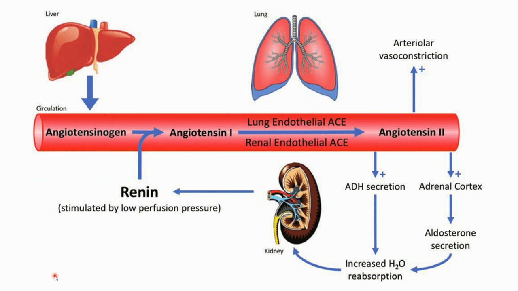So again, this picture here we've already talked about. It should look very familiar. So what we're doing is, if you have low blood pressure, that's when renin is going to be stimulated. So if you have high blood pressure, you're going to do the opposite of that and not secrete renin.